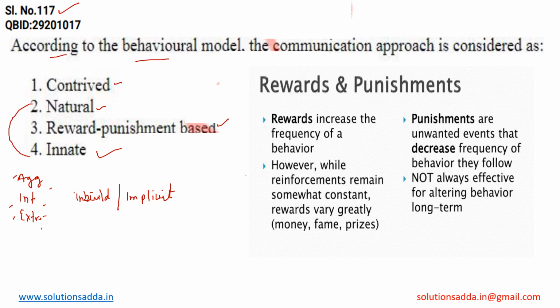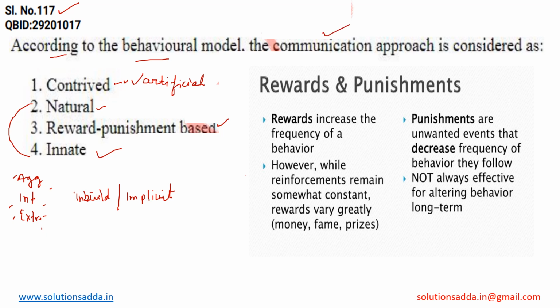Here the next term is contrived. So contrived is basically which is not natural, or we can say which is artificial. We are forcing someone to act in a certain way in a situation. So here we are forcing someone, or we can say it is unrealistic behavior of a person. So here we are talking about the behavioral model, and we can use that in the communication approach.